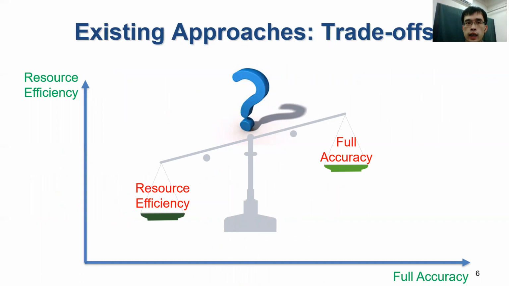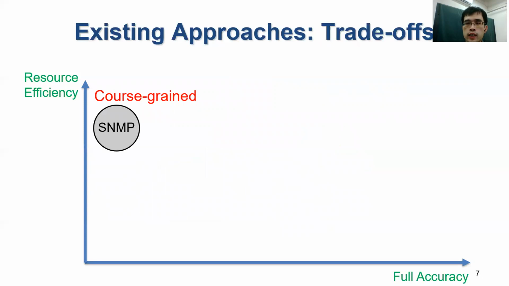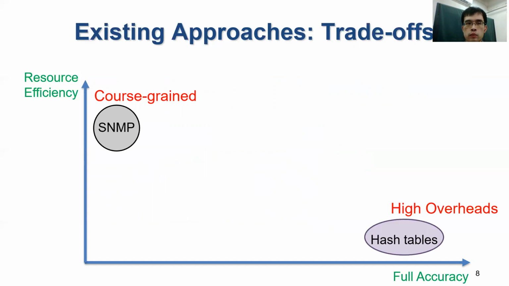Given the various and tight resource restrictions, existing approaches often make a trade-off between the resource efficiency and full accuracy. One extreme is classical SNMP techniques. They consume very few resources, but they are too coarse-grained to provide accurate results. Another extreme is hash table. Hash tables achieve full accuracy by exactly tracking each flow. However, per flow tracking exceeds the memory capacity of switches, so hash tables can only be deployed in end hosts.